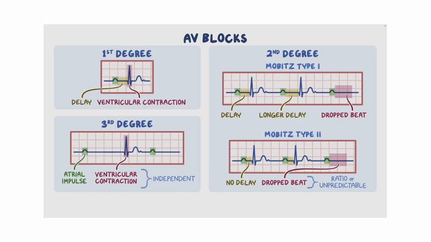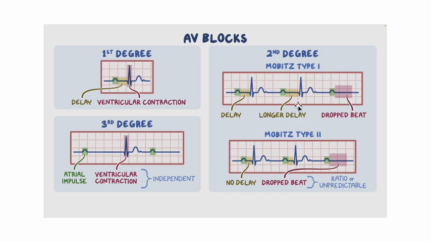Second degree, you will have progressively longer intervals between the P and the QRS, so this PR interval or PQ segment here will get progressively longer. So here it's a certain length, it's a little bit longer, and then you drop a beat. Meaning you don't have the QRS complex show up for one of the heartbeats. So for the P wave, you're missing a QRS essentially, right?